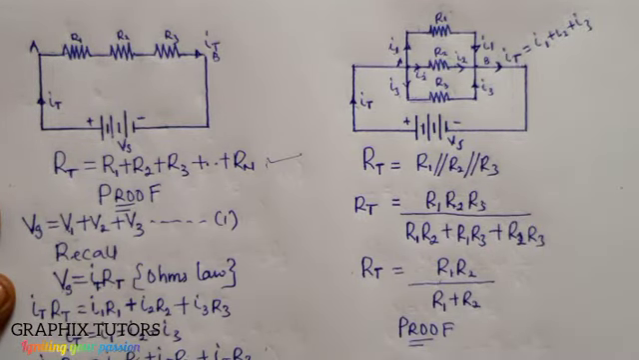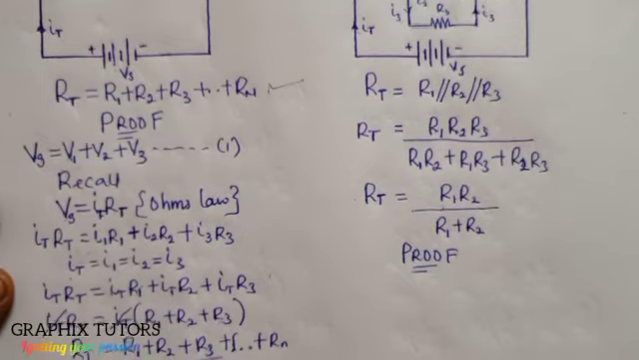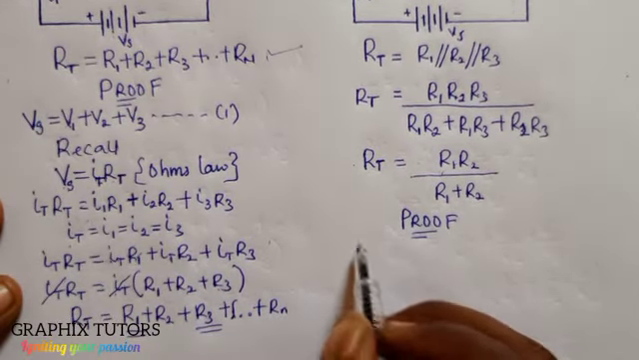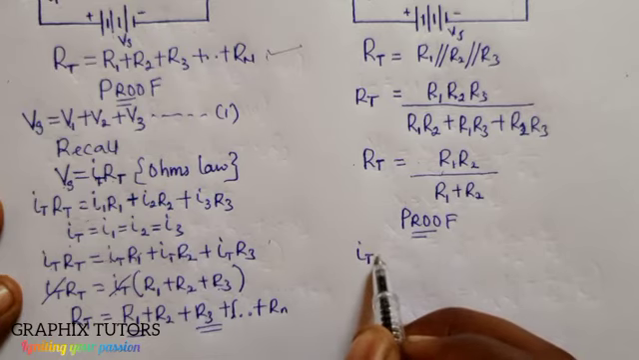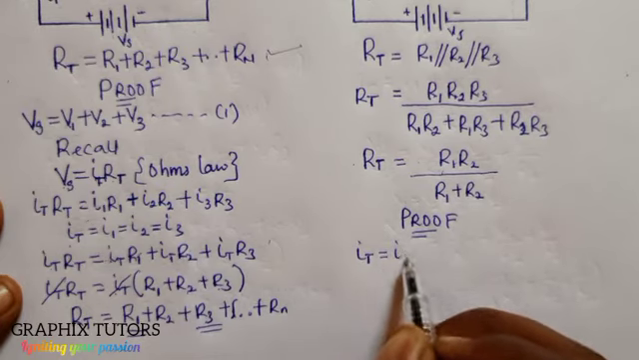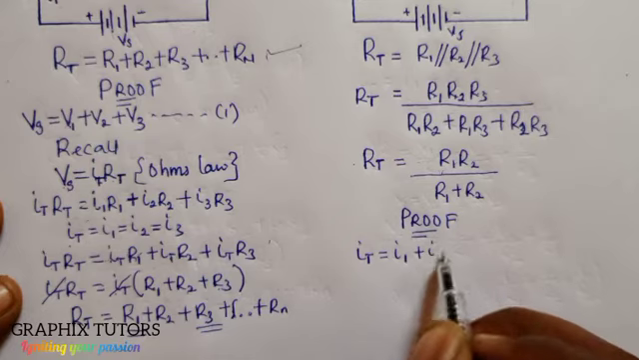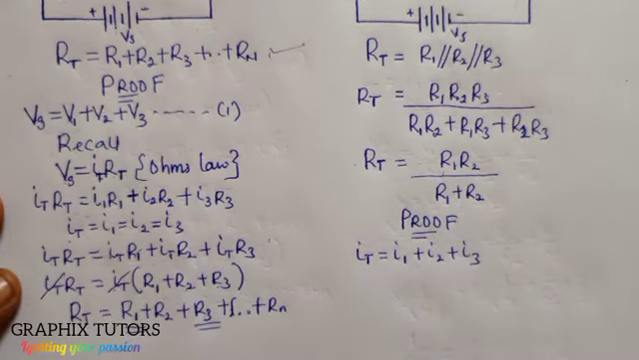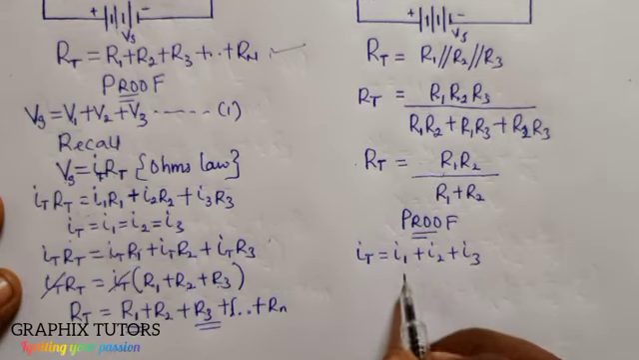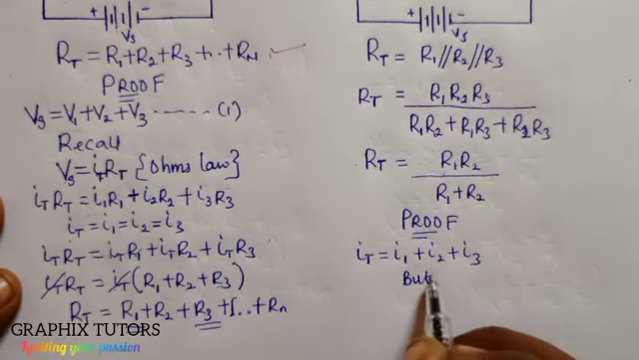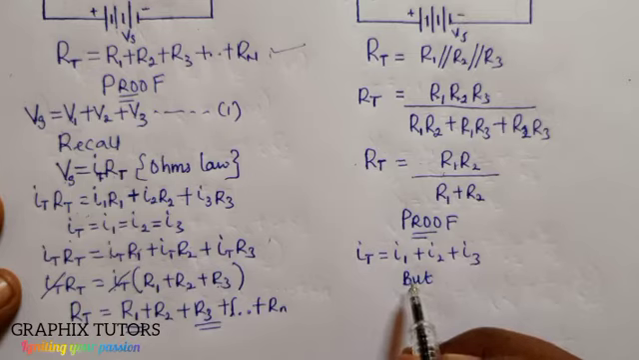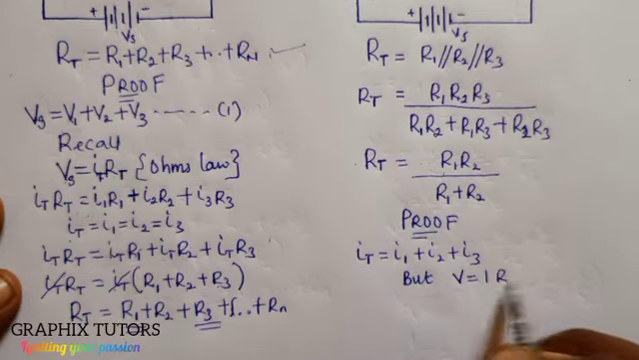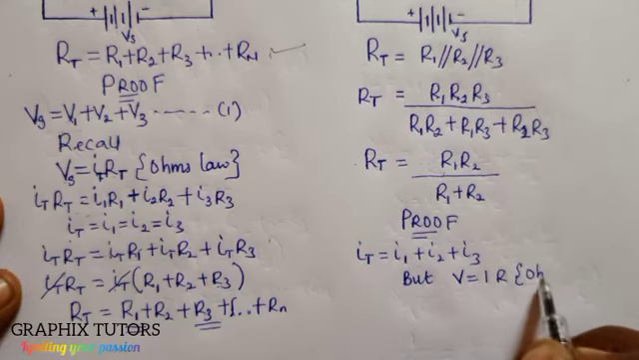Now from here, I can say that I total is equal to I1 plus I2 plus I3, right? But according to Ohm's law, we say V is equal to IR, right? But V is equal to what? IR, that is my Ohm's law.